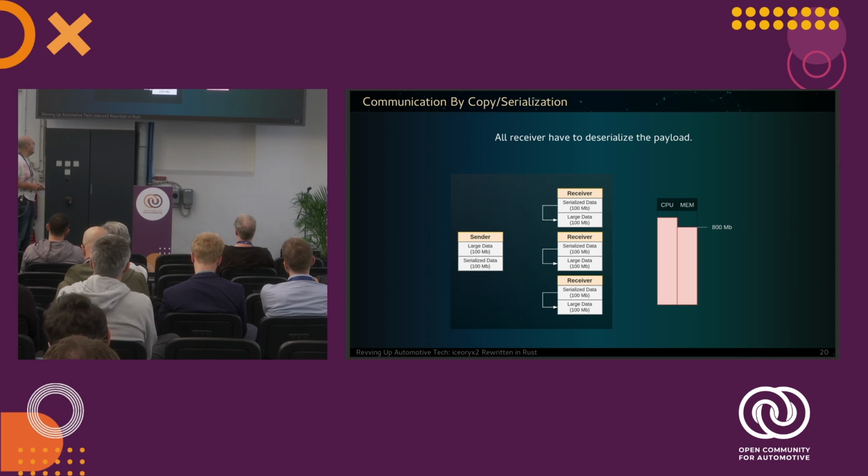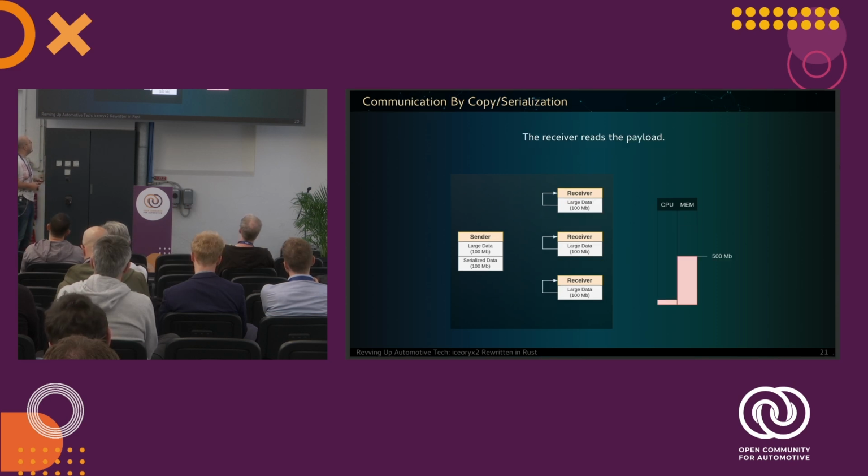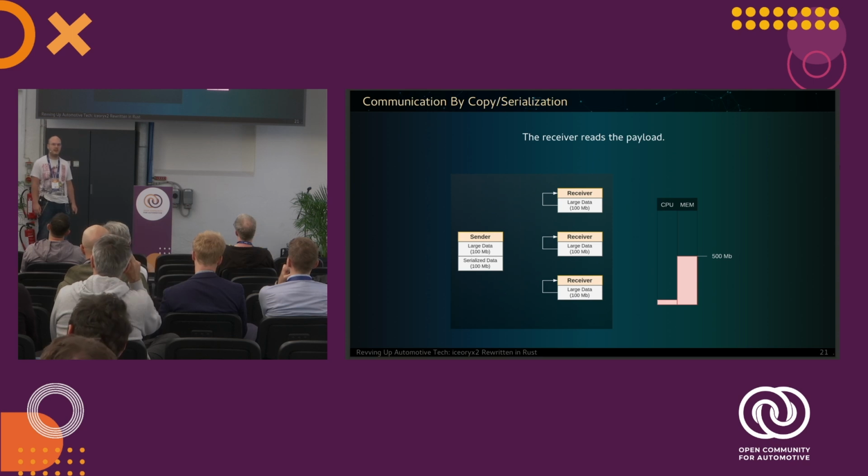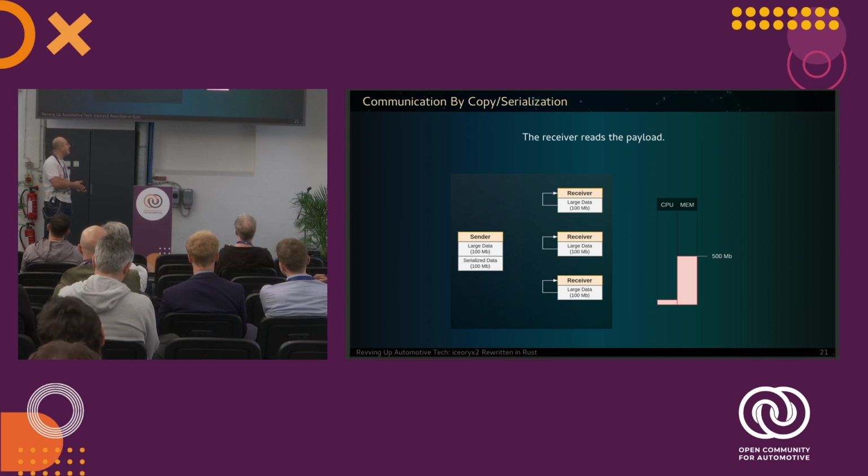And now we have 800 megabytes, and now we are ready to consume the data, so therefore we can remove the serialized data on the receiver side, consume the large data, and now we have a system with a peak memory usage of 800 megabytes, but in the end, the payload was just 100 megabytes, just because we are pursuing a network protocol approach, but we are inside one PC, one ECU, for instance. We do not need to serialize here.